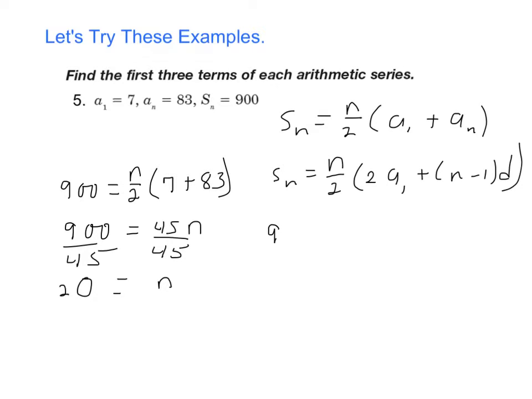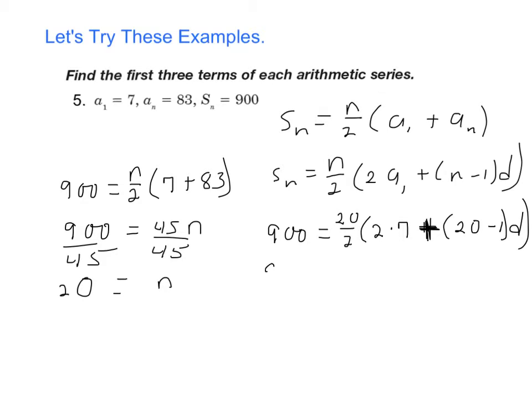Okay, so let's go ahead. We're going to plug 900 in for S of n is equal to, n is 20, so it's going to be 20 over 2 times 2 times the first, that is going to be 7, plus my n value, which we already know to be, make that a plus sign here, which is 20 minus 1 times d. Okay? All right, now let's just simplify that. Order of operation tells me I want to take care of this first.